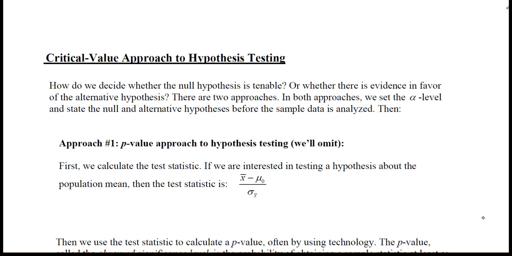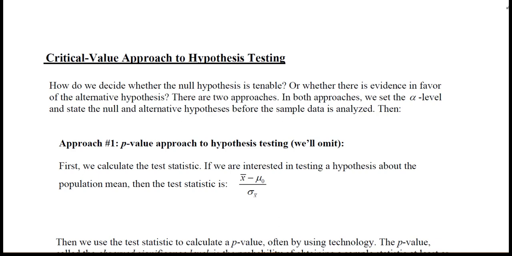In both of these approaches, we're going to set the alpha level up front, and then we're going to state the null and the alternative hypotheses before we start analyzing anything. Okay, so first approach, the p-value approach. I am not going to talk about that in this particular video. The particular textbook I happen to be using this time, we're not going to do it. But this is a perfectly valid approach to doing it.